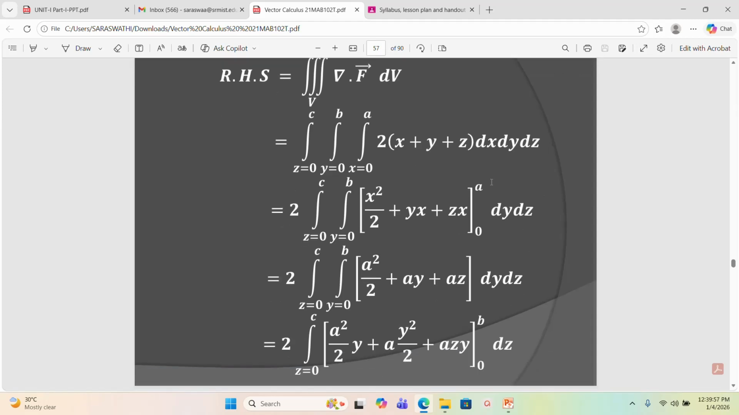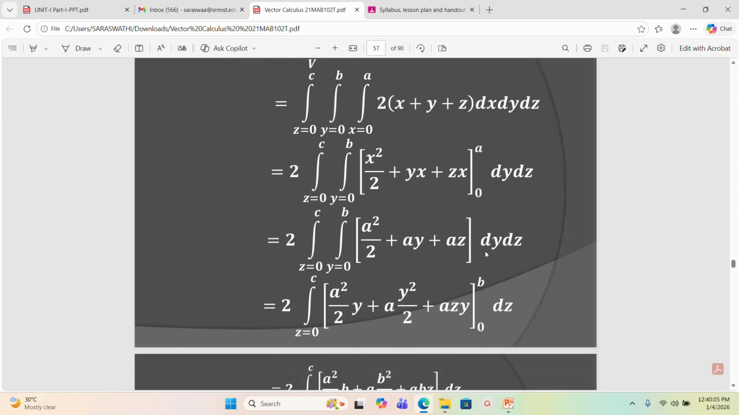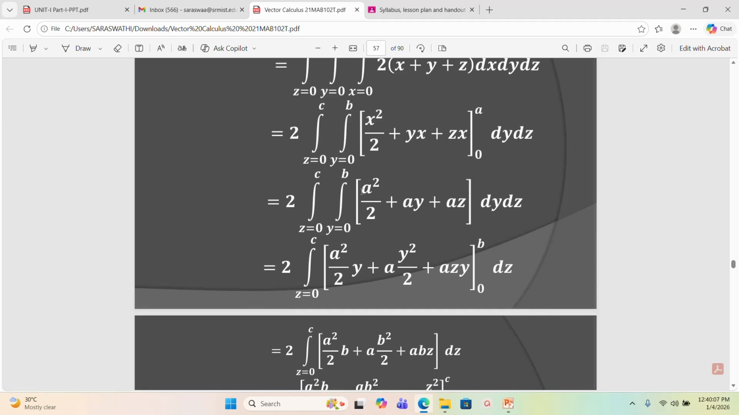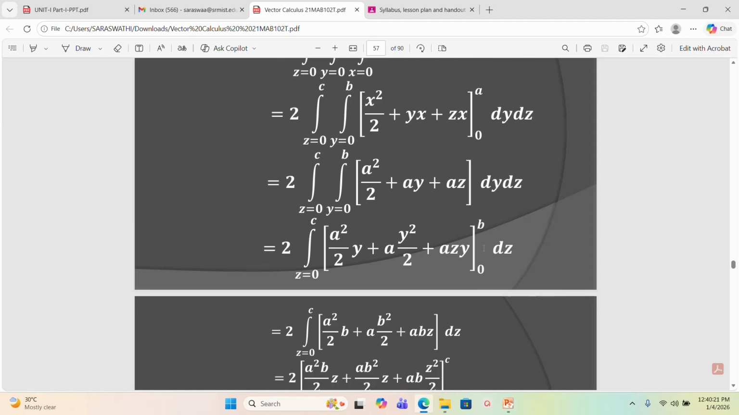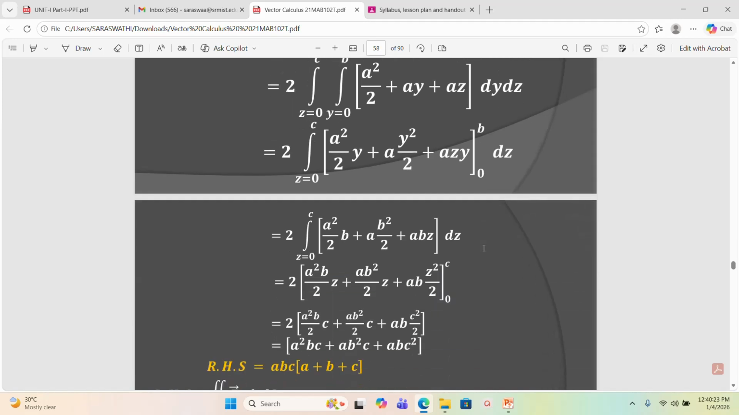Now the upper limit of x is equal to a, minus lower limit of x equal to 0. Next, integrate with respect to y. So a square by 2 is the constant, dy is equal to y, plus a constant, y dy is equal to y square by 2, plus a constant, z dy is equal to zy. Apply the upper limit minus lower limit: upper limit of y is equal to b minus lower limit of y equal to 0.